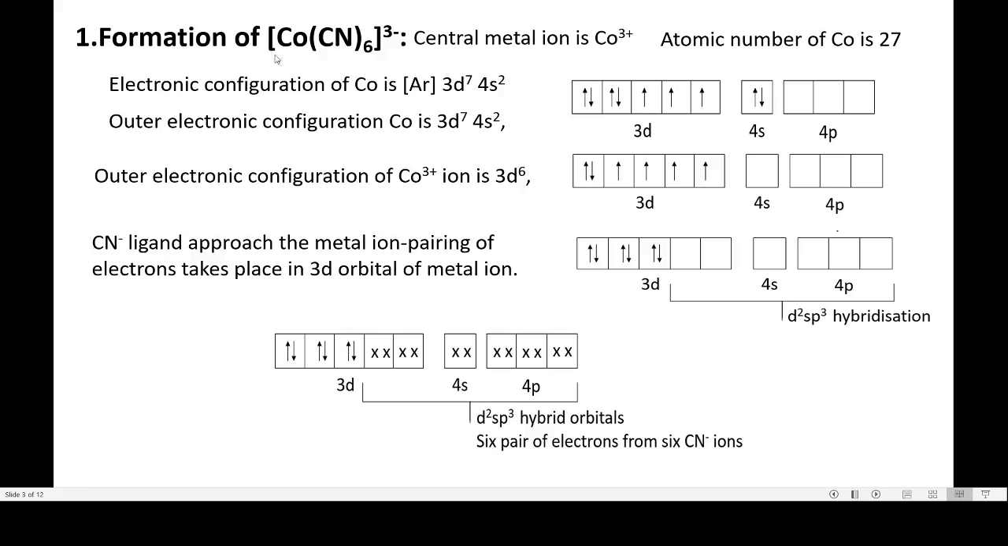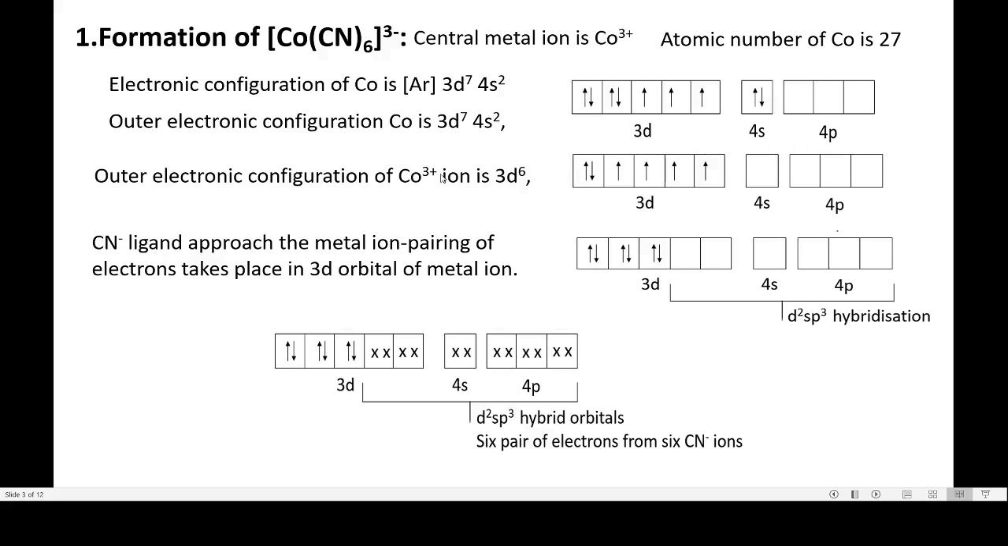So in this, the central metal ion is cobalt 3+ ion. So the oxidation state of the cobalt is 3+. The atomic number of cobalt is 27. So the electronic configuration is written as argon configuration at atomic number 18, 3d7, 4s2. So the outer electronic configuration is 3d7 4s2, which is represented in the box diagram 3d7 4s2.